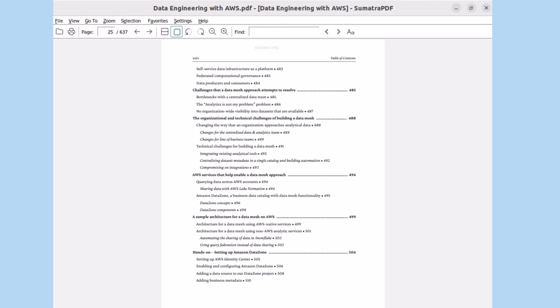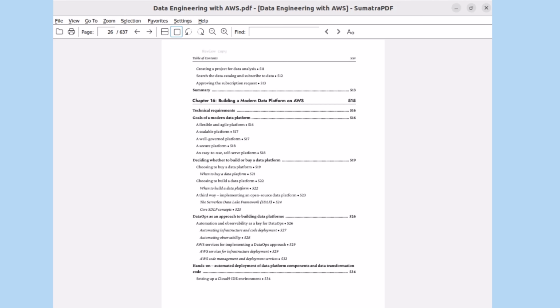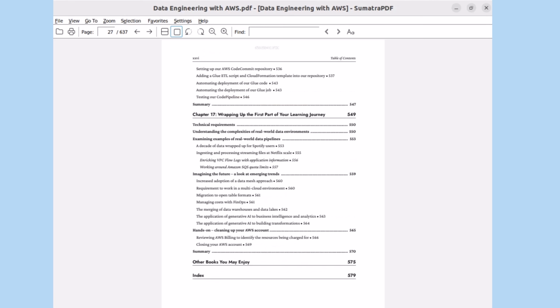Explains concepts for this chapter, along with services, and then leads into a modern data platform on AWS. We're starting to get deeper and deeper here. Then we start moving into wrapping up the first part of our learning journey. Your technical requirements, complexities of real-world data environments.